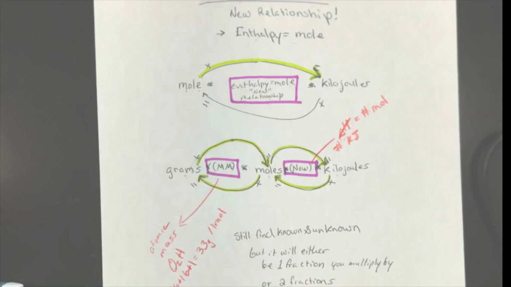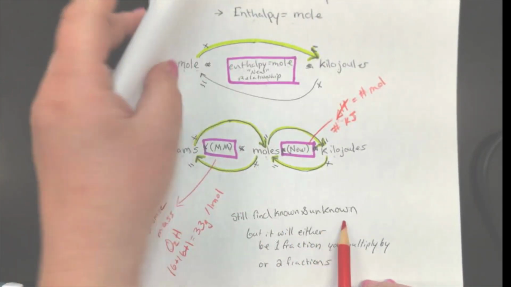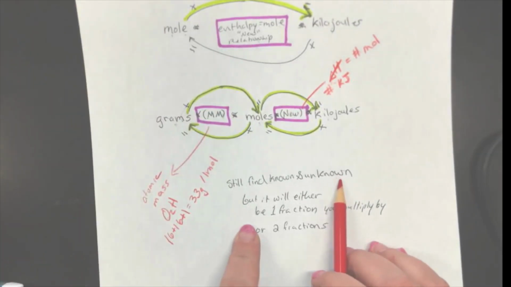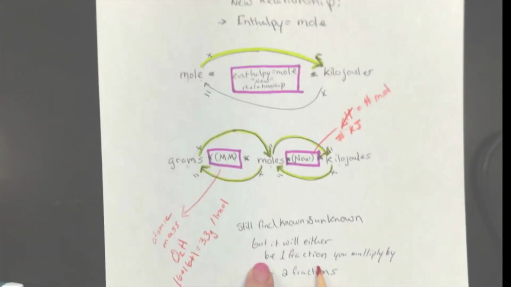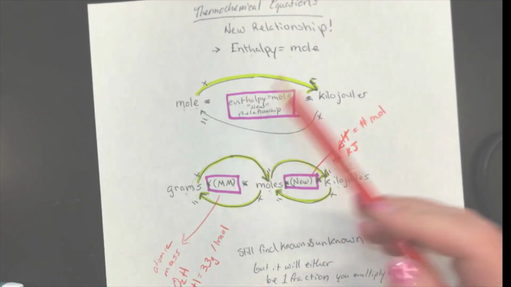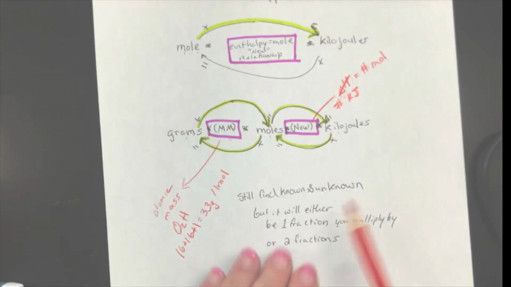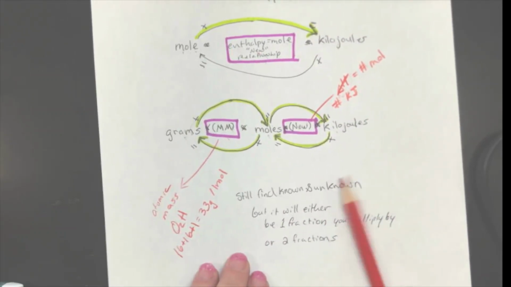Okay? Now, you're still going to be finding your known and unknown because this is still basically stoichiometry. But it's either going to be your known times this one fraction, or your known times two fractions. You must find your known and unknown to know which.